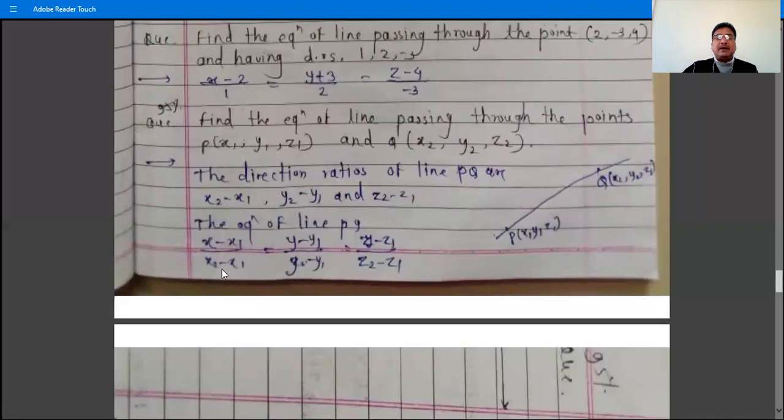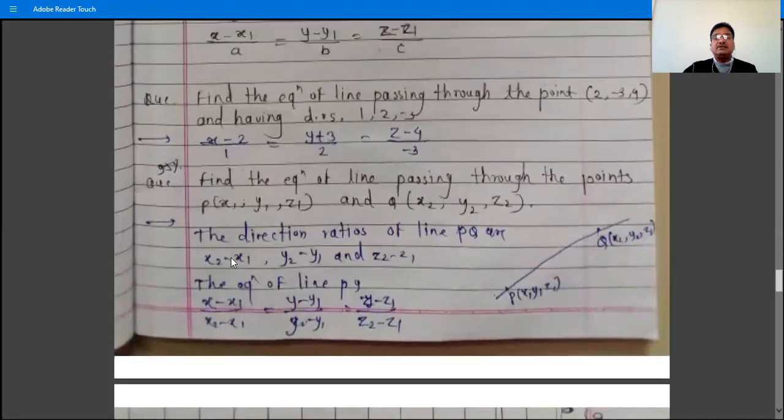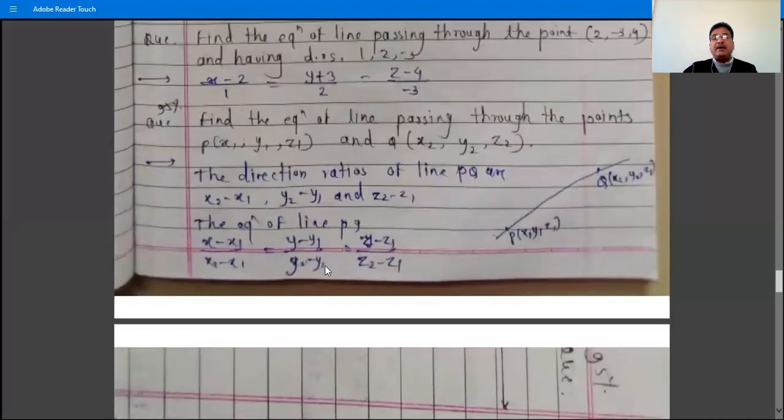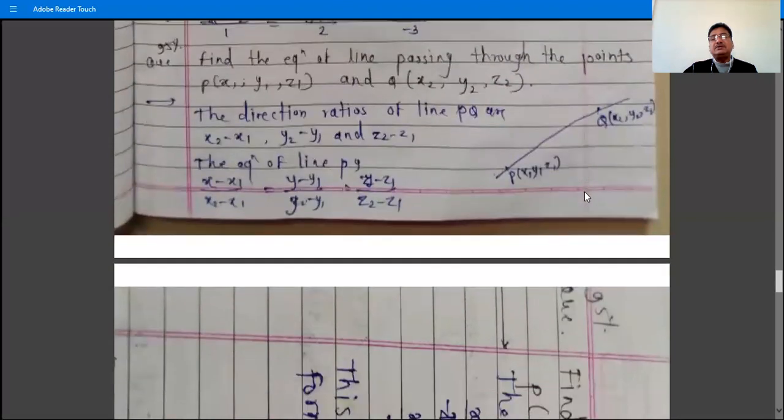x minus x1 by x2 minus x1, that is a, here a is x2 minus x1. Then y minus y1 divided by b, that is y2 minus y1, is equal to z minus z1 divided by z2 minus z1. So this is the equation of line passing through 2 points: x minus x1 divided by x2 minus x1, y minus y1 divided by y2 minus y1, z minus z1 divided by z2 minus z1. It's called the 2-point form. So this is the equation of line.